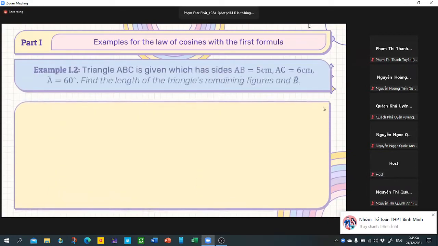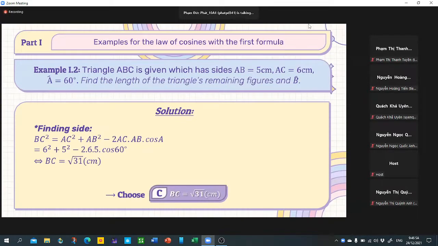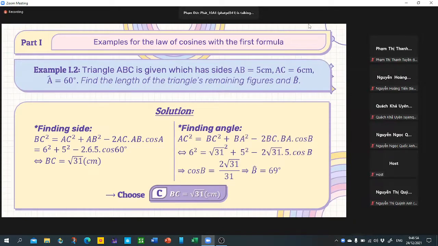So let us take a look at our solution to see if your answer is right or not. Finding side BC, BC squared equals AC squared plus AB squared minus 2 AC AB cosine A. And that equals 6 squared plus 5 squared minus 2 times 6 times 5 times cosine 60 degrees. With that being said, we have BC equals the square root of 31 centimeters. So it seems like your answer is correct. Congratulations.